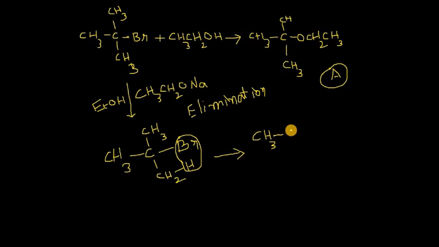So it is CH3, CH3, CH3, and we will be getting a double bond here, with a double bonded CH2. That is the elimination product, which is B according to the question given to us. I think we understand. A is the substitution product, and B is the elimination product in this reaction.